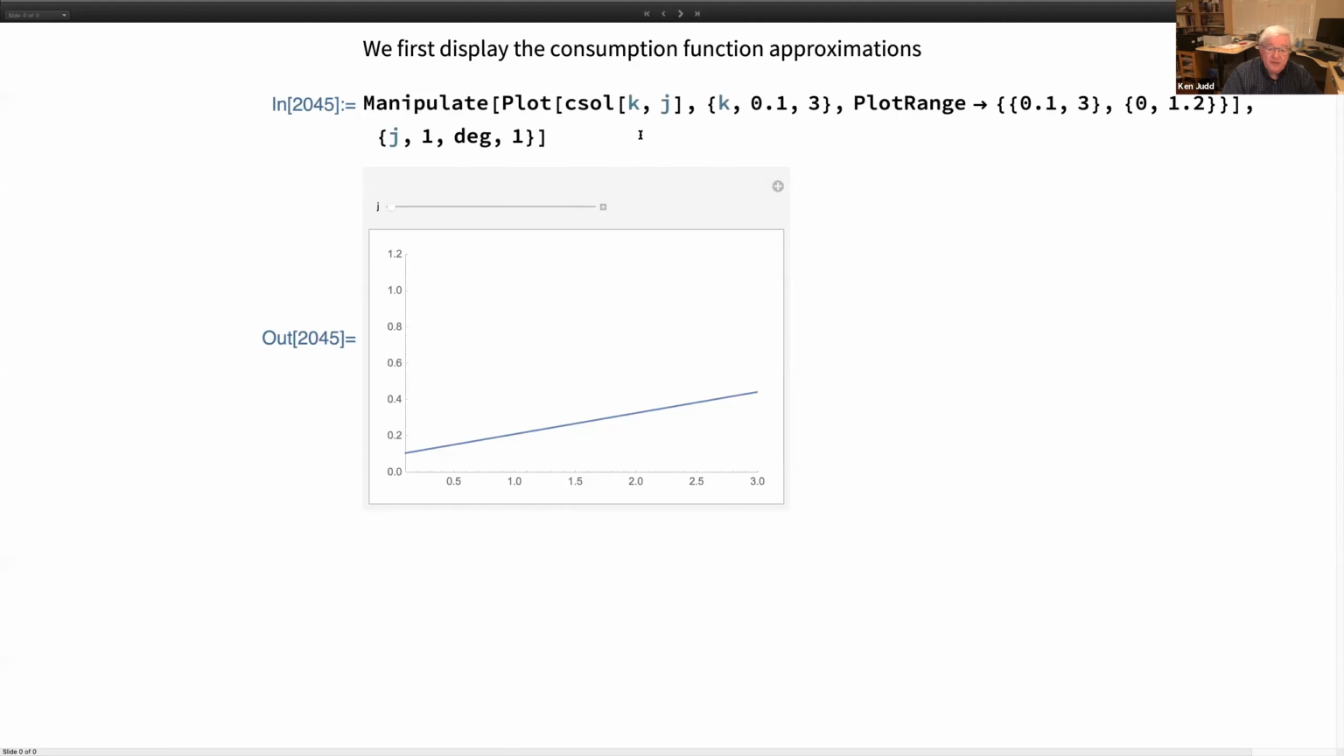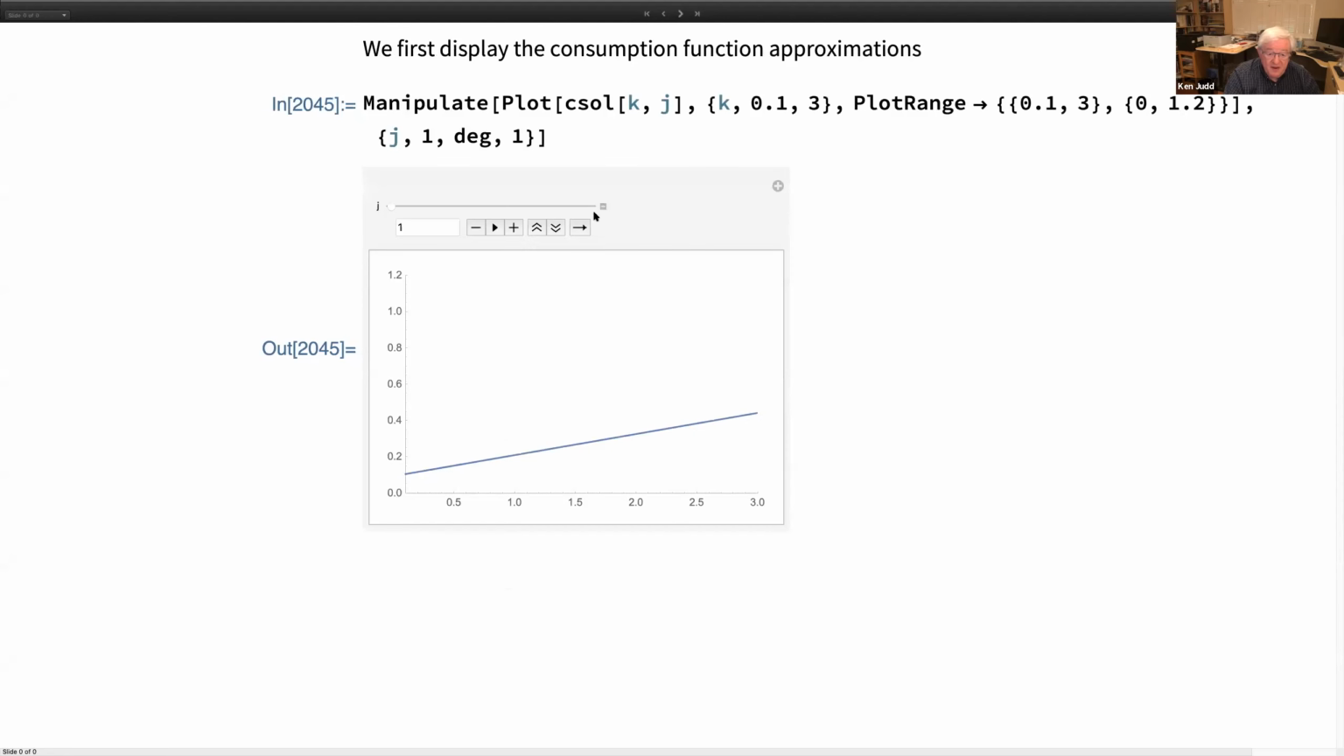And so now, this is the consumption function. The degree 1 approximation is a straight line. Here you see a slightly convex function. Here we have something different. Notice what happens as I increase the order. Actually, what's fun is just to watch the movie.